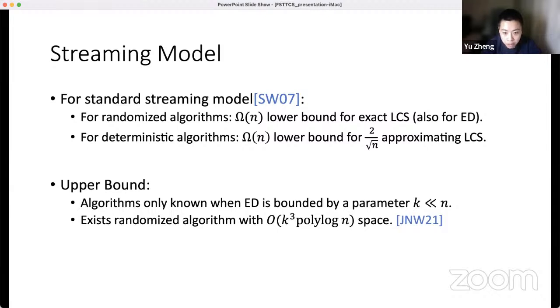For randomized algorithms, there's a linear lower bound for computing LCS and edit distance exactly. And even for a 2 over square root n approximation of LCS, we need at least linear space in the standard streaming model. On the upper bound side, we know that if edit distance is bounded by a parameter k that is much smaller than n, then there exists a randomized algorithm that can compute edit distance in the streaming model with roughly k cubed times polylog space.